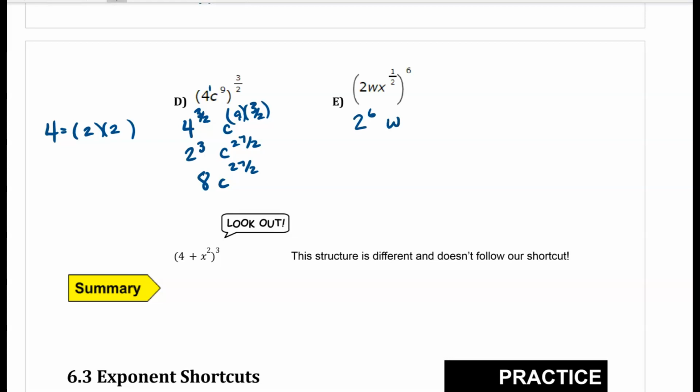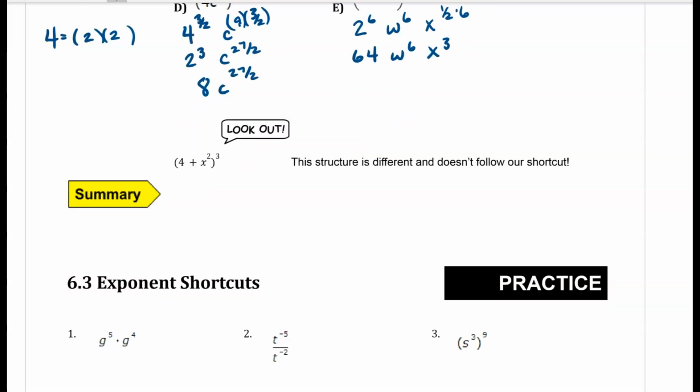I need to raise w to the 6th power, and then x to the 1/2 to the 6th power is going to require me to multiply those powers together. 2 to the 6th power is 64, and then w to the 6th power, and then x to the 1/2 times 6 is 3. So if you ever get fractions that you're unsure about how to multiply them together, you can use your calculator to do that.